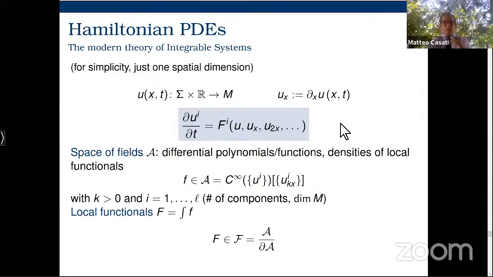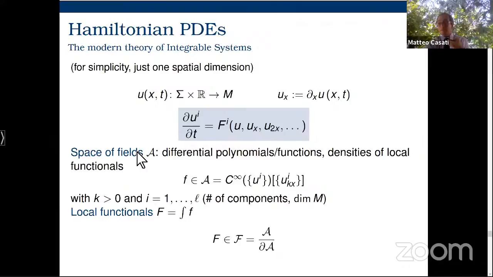We are interested in functions of, let's say, two variables, a space variable x and a time parameter, and this function obeys equations of motion of evolutionary type. So the partial derivative of the function with respect to time is some expression that depends on the function and on its derivatives. Possibly it depends on time itself, but I'm going to take the easy way around here and forget about explicit dependence on time.